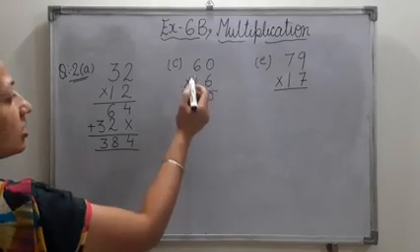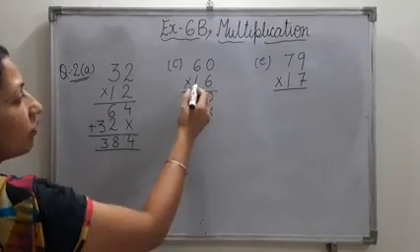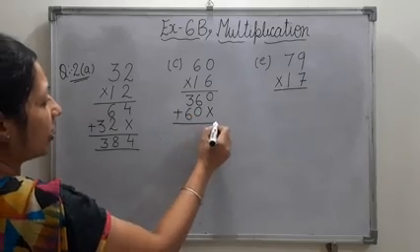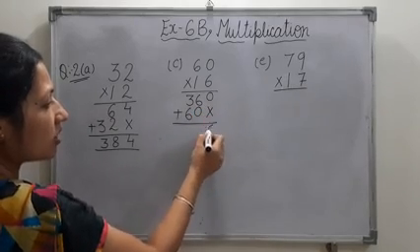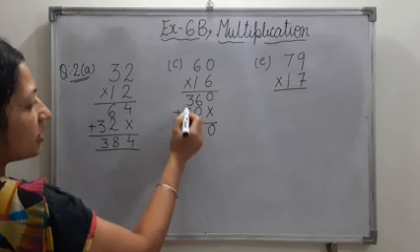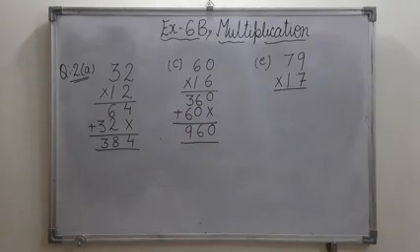Okay. 6 6 is 36. Next 1 0 is 0 and 1 6 is 6. Now we have to add these numbers. 6 0 plus 0 is 0. 6 plus 0 is 6. Next 6 plus 3 is 9. So our answer is 960.